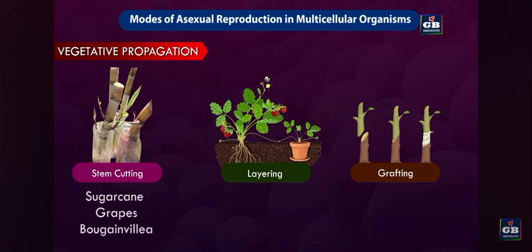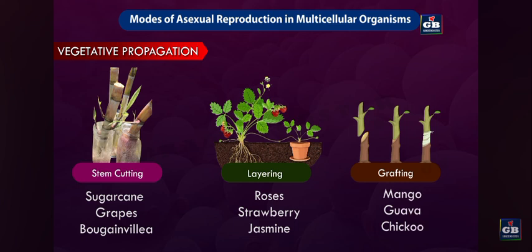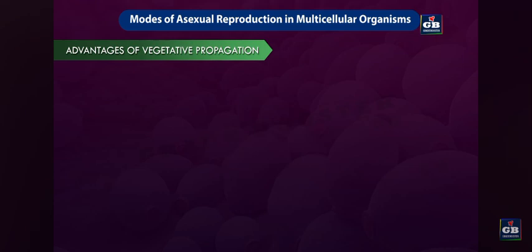Sugarcanes are grown by stem cuttings. Roses can be propagated by layering. Many fruit plants and trees are grown by grafting techniques. Advantages of vegetative propagation. 1.